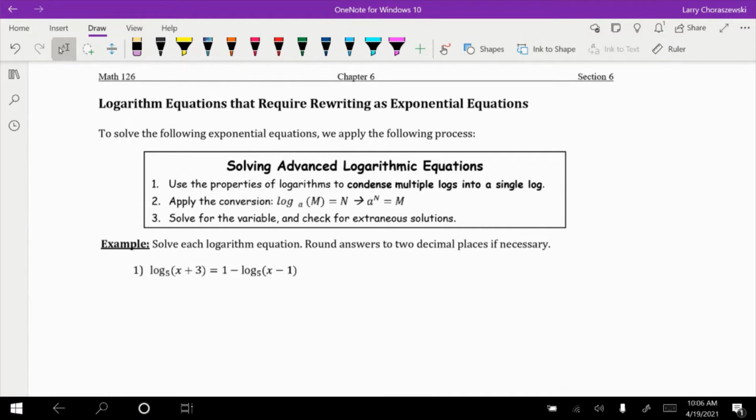Okay, now we're gonna move on to solving advanced logarithmic equations.